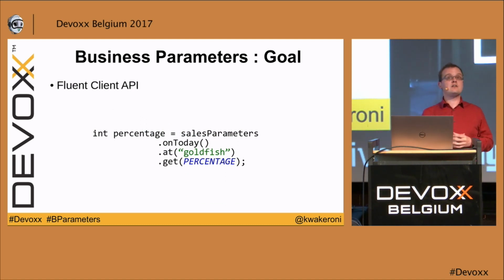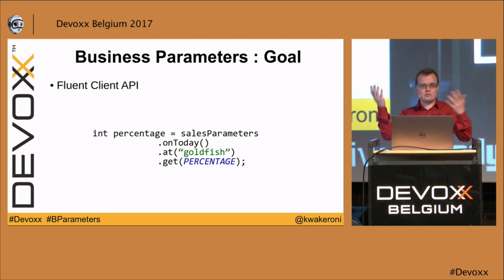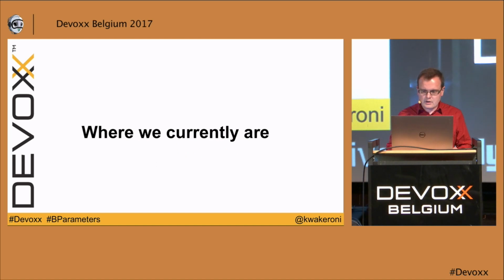Then you want to use that in your application. For that, we also envision some kind of fluent API that you can just use in your Java code and say, we want to have sales for today for goldfish, and we want to get a percentage. Then you get a value, and then you can use that to do whatever calculation you want. So that's what we are envisioning.